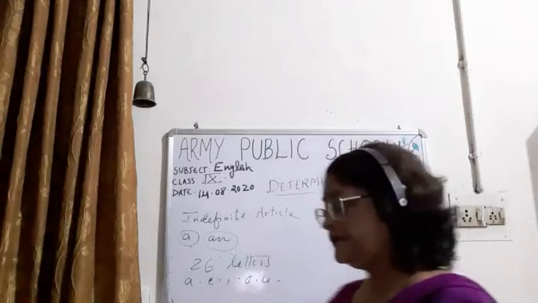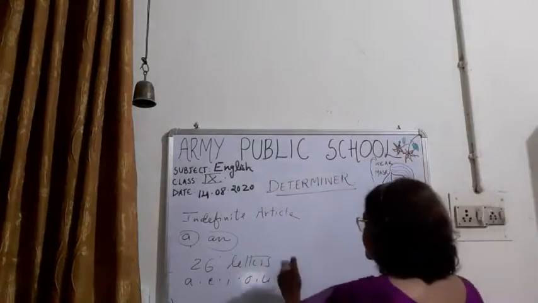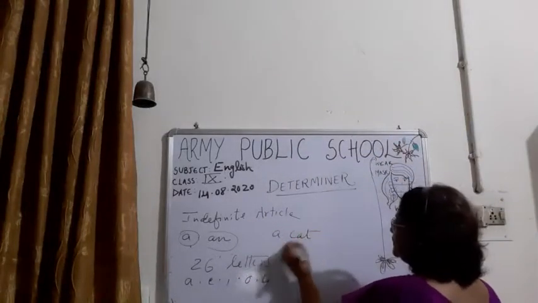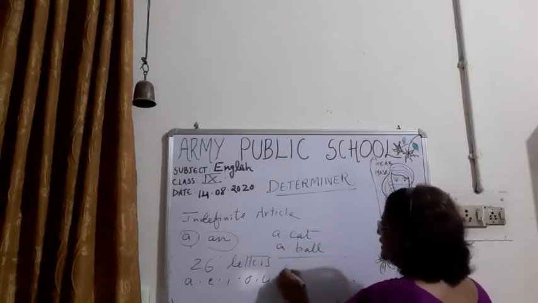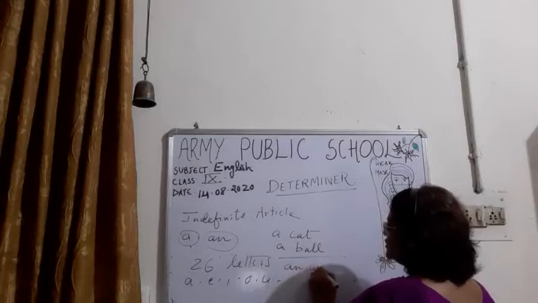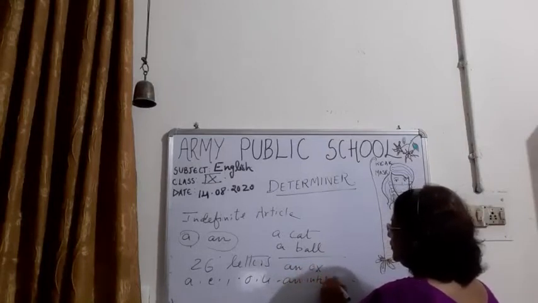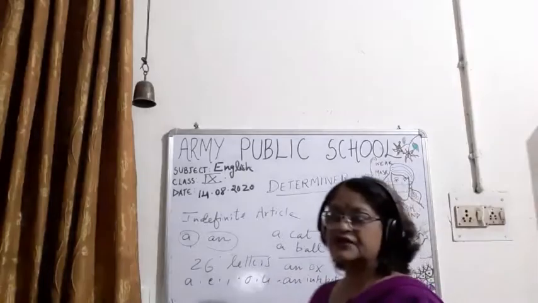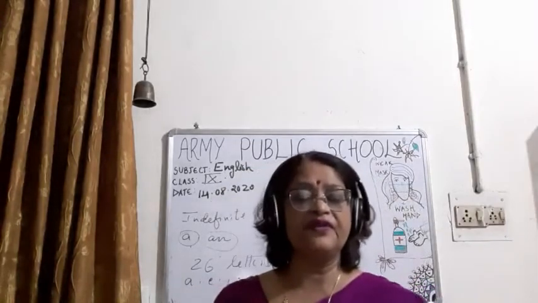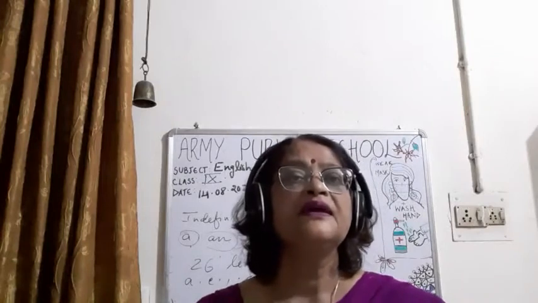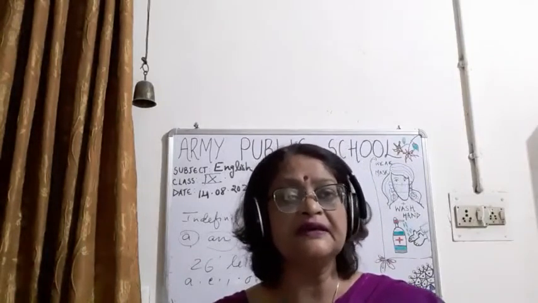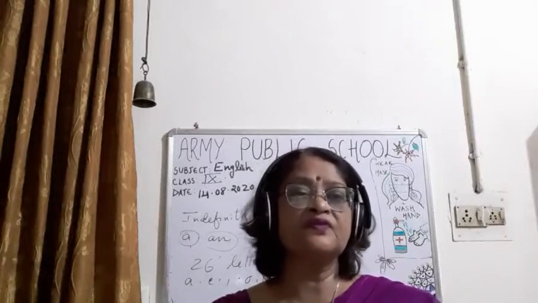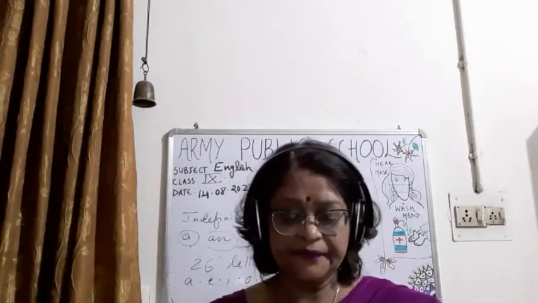Like a cat, a ball. But we will write an ox, an ink pot. Okay, so children, these are some of the words, where a is used with a consonant letter and an is used with a vowel letter.